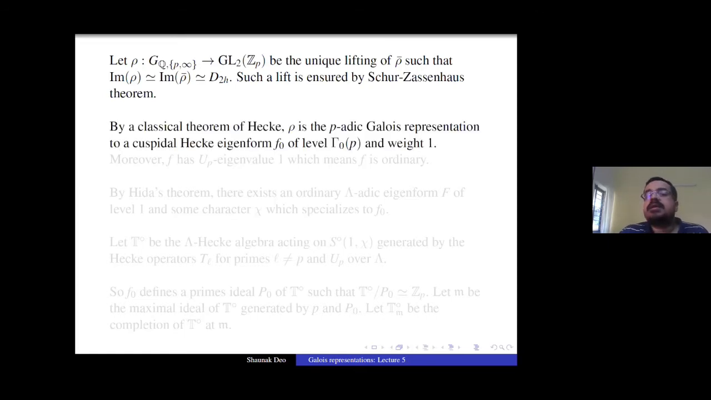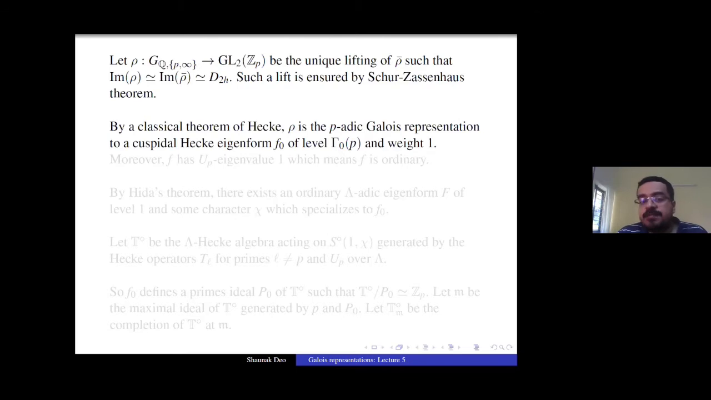And the classical theorem of Hecke tells us that this rho is actually the p-adic Galois representation attached to a cuspidal Hecke eigenform F0 of level gamma 1 of P, not gamma naught, it's a typo, I will correct it, of level gamma 1 of P and weight 1. So this is a classical construction of Hecke, theta series. You take the theta series corresponding to the Teichmüller lift of the character chi bar, and you get this eigenform. So there is a weight 1 eigenform of level gamma 1 of P, which is coming from this lift rho of rho bar.